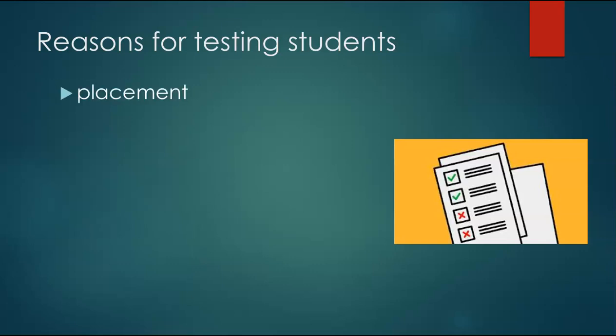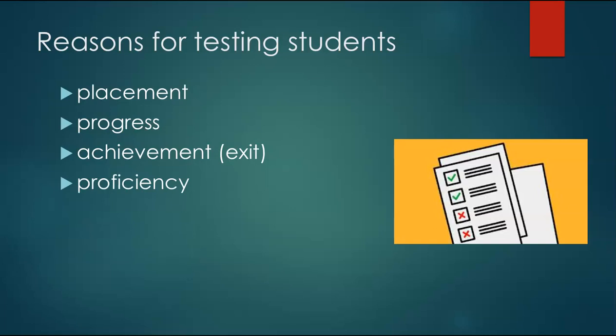One of them is placement. We have to find out what a student knows or doesn't know to put them in the correct class or just to know their proficiency level. Another reason is progress, being able to see how far they have come in a certain amount of time. Also achievement, or sometimes known as an exit test. This is typically a cumulative test, sort of like a final exam at the end of a year or a semester to determine how much students have learned, how far they have come.